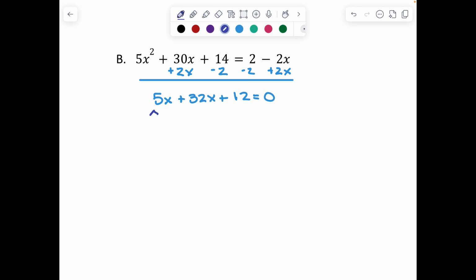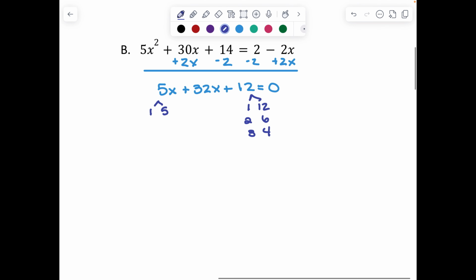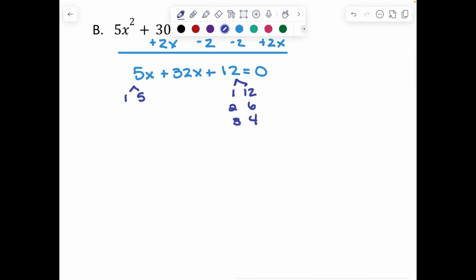I know the only things that multiply to 5 are 1 and 5. Factors of 12 are 1 and 12, 2 and 6, and 3 and 4. I know my signs have to be the same. So I'm looking to multiply and add to 32. I'm just going to start guessing and checking. So 1 times 3 is 3, plus 5 times 4 is 20. That's too small, not 32. 5 times 3 is 15, plus 4, not 32.